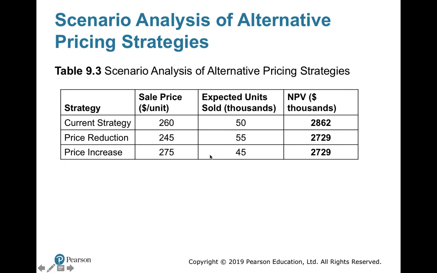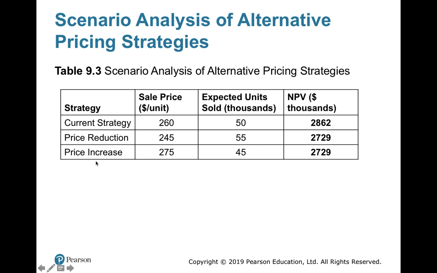What if our price becomes 245 and units sold is 55,000? Your NPV will become 2.729 million. What if your price becomes 275 and your units sold is 45,000? Your NPV still remains 2.729 million.